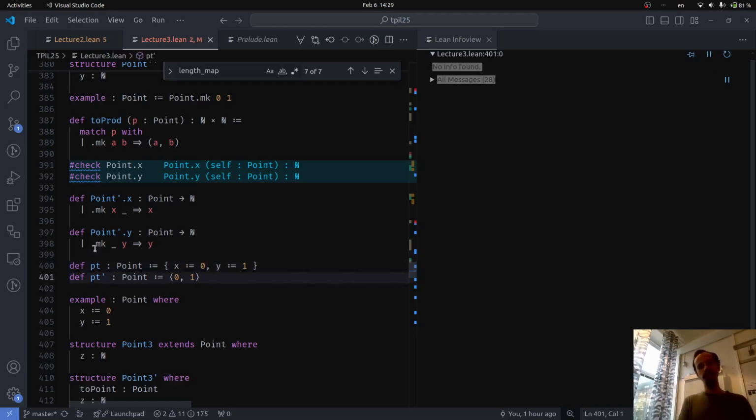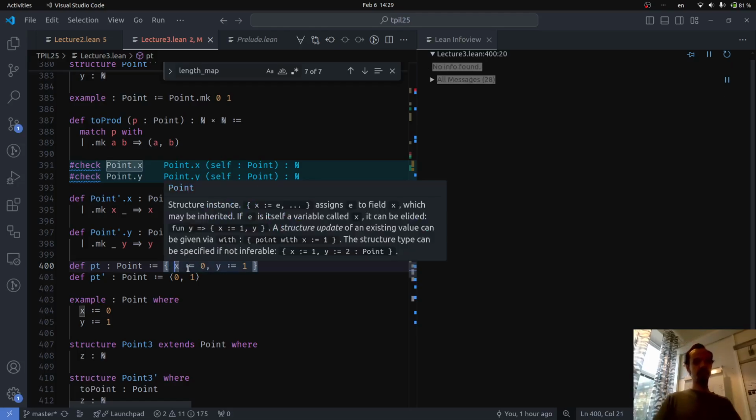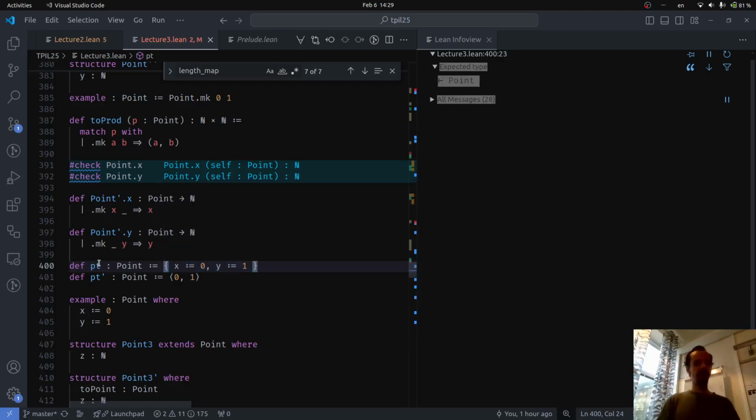There are a few extra things that you get with structures. So you can use this syntax called a structure instance, and you give it the names of the fields. So you use these braces, and then you use the name of the field, colon equals, and then the value. And this constructs a point here. So we have a point 0, 1.